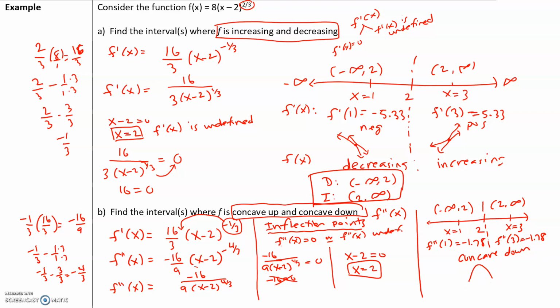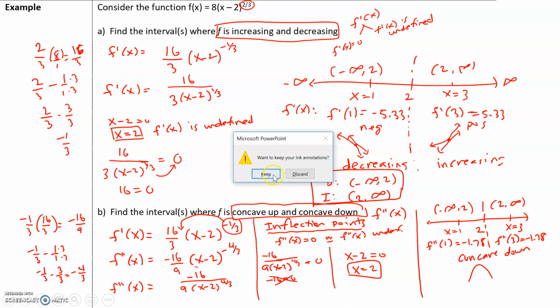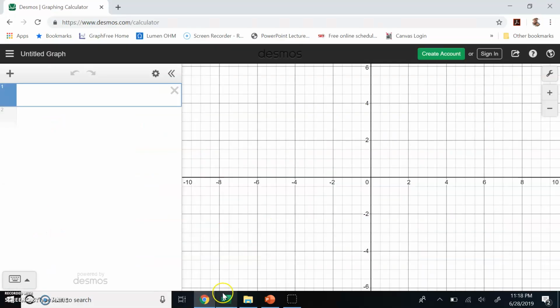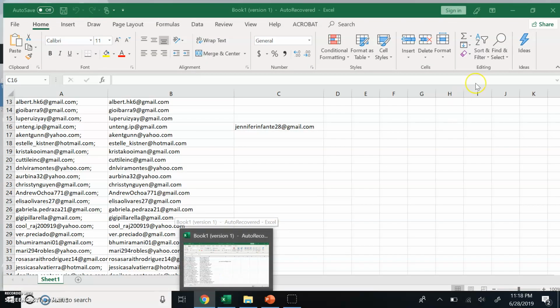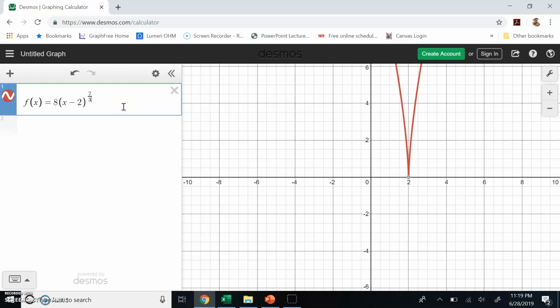Now, just to make sure we did this correctly, let's verify this using Desmos. Okay, so let's go to Desmos and put in our function. So our function is f of x. We're looking at the original function, not the first or second derivatives. Those are only to help us determine the increasing, decreasing, concave up, concave down. So the original function is f of x equals 8 times x minus 2, raised to the 2/3 power.